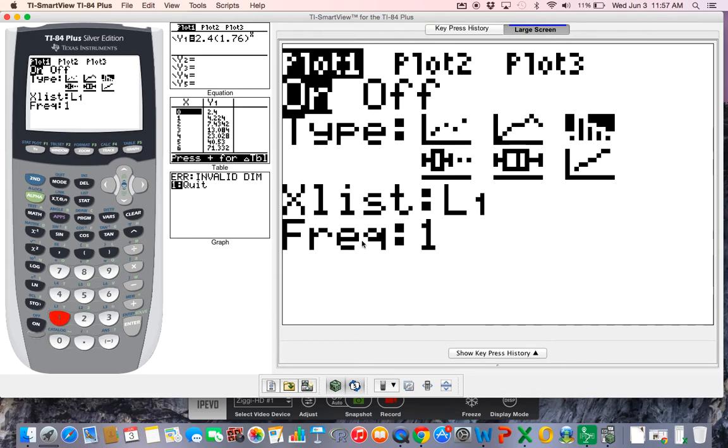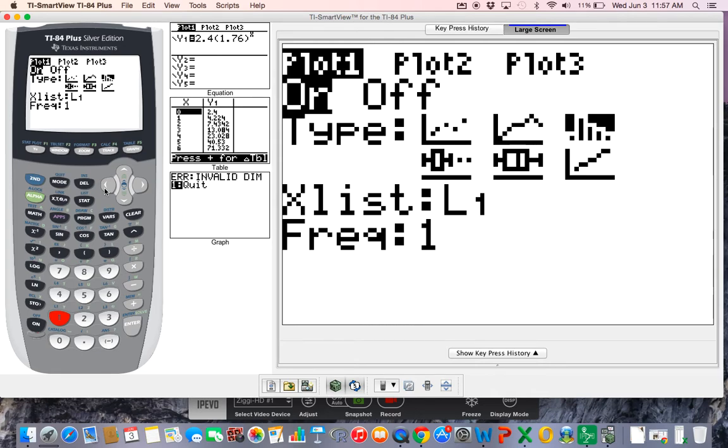Now guys, if you got anything wrong, if you don't have it turned on, if you don't have the histogram, if L1 isn't there, and if 1 isn't there, it's not going to work its way out. You're going to get an error, and it's going to be frustrating. And in a sense, you deserve the frustration because you didn't follow directions. On, histogram, L1, 1. If you got all that set, life is going to be good.